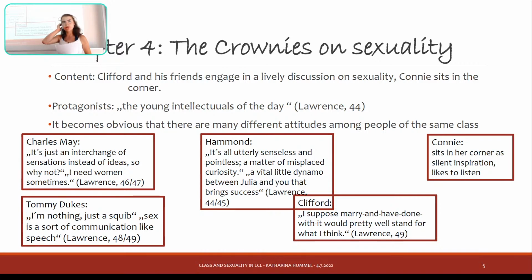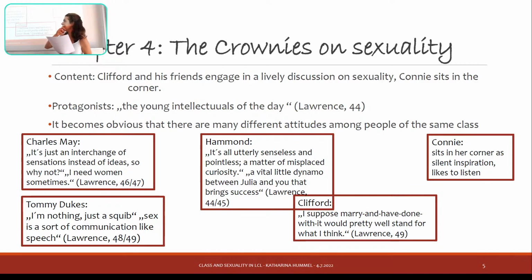Tommy Dukes also goes in that direction, and he says, sex is a sort of communication, like speech, underlining that, but contrasting May, he says, I'm nothing, just a squib. So he thinks he doesn't need sexuality in his life, which are really apart opinions, but they both think that sexuality is something you can do, or could do.